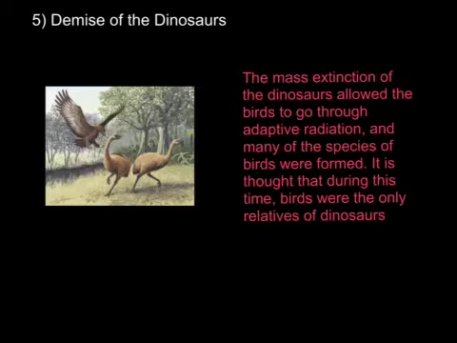Demise of the dinosaurs. The mass extinction of the dinosaurs allowed the birds to go through adaptive radiation, and many of the species of the birds were formed. It is thought that during this time, birds were the only relatives of dinosaurs.